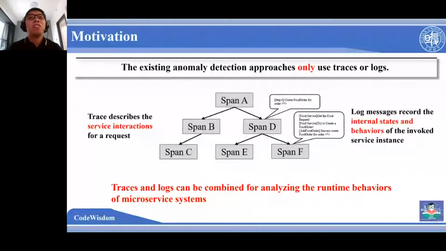First, we found that the current approaches only make use of trace or log, but in the microservice system, trace and log describe different system behaviors. As shown in the figure, we can see this trace describes the service interactions for the request, and the log messages in each span describe the internal states and the behaviors of the invoked service instance. So the traces and logs can be combined for analyzing the runtime behaviors of microservice systems.